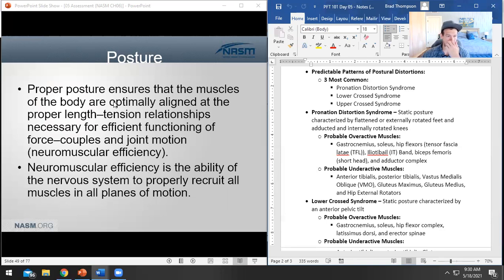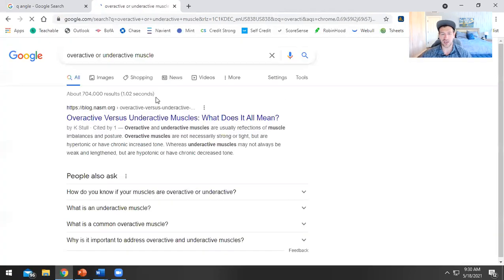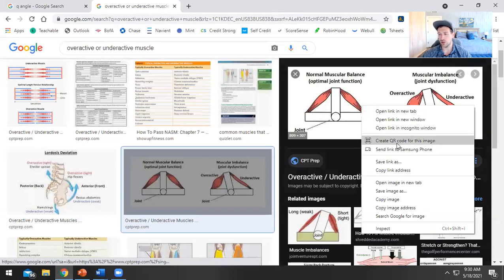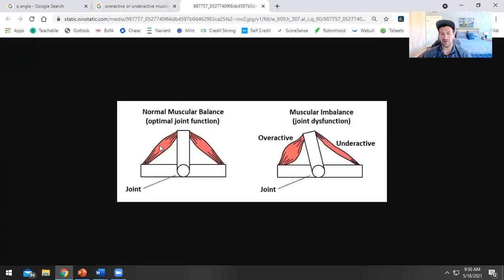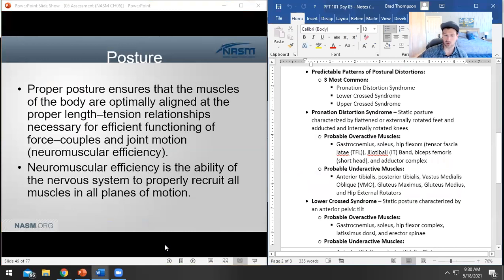So it ensures that the muscles are optimally aligned at proper length tension relationship. So we're coming back to that length tension relationship conversation, right? An overactive versus an underactive muscle. We want this nice neutral angle right here, right? We want to have muscles that are equally pulling on both sides of the joint, or at least able to pull on both sides of a joint, rather than one muscle that's pulling too much and another muscle that's not pulling enough. That is going to lead to structural inefficiency, right? And probably some type of overuse injury.